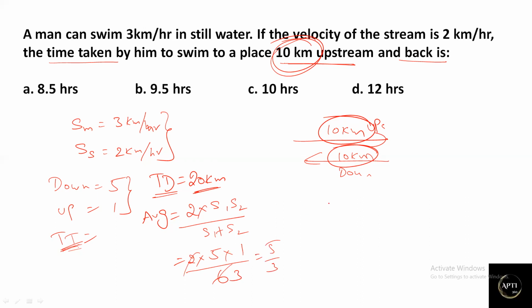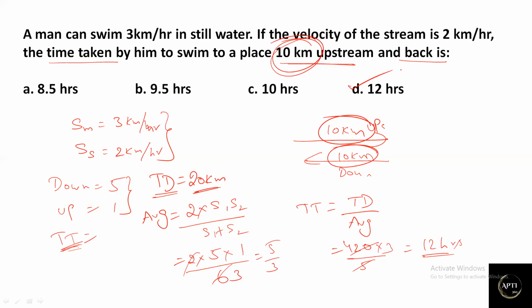Now total time is equal to total distance divided by average speed. What is the total distance? 20. What is the average speed? 5 by 3. The 3 will go here. So 5 fours are 20, 4 threes are 12 hours. So here the answer is 12 hours.